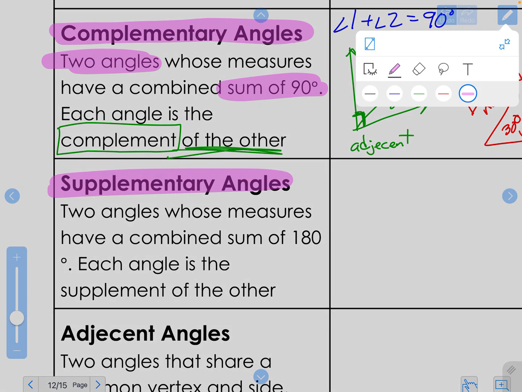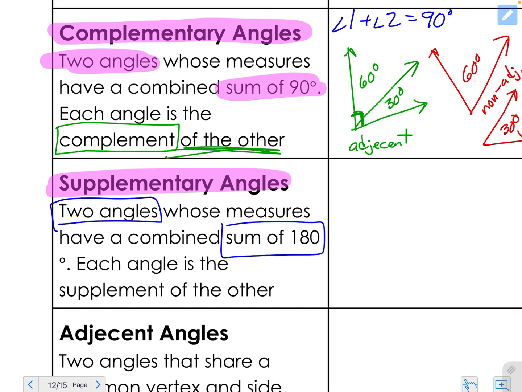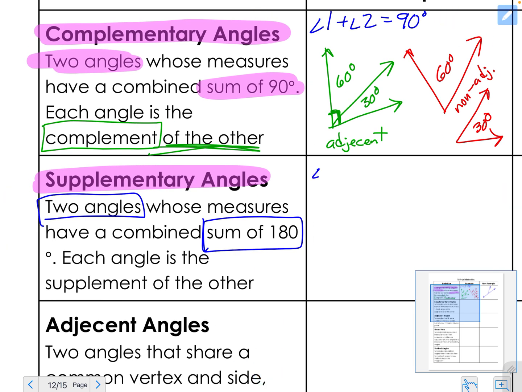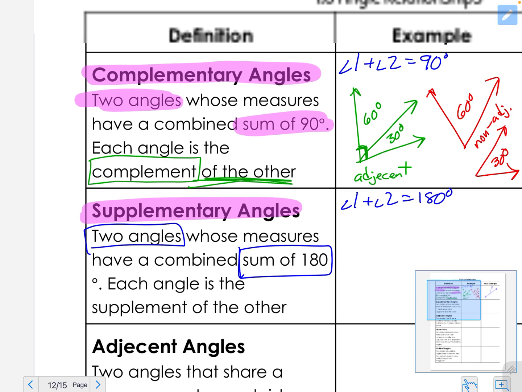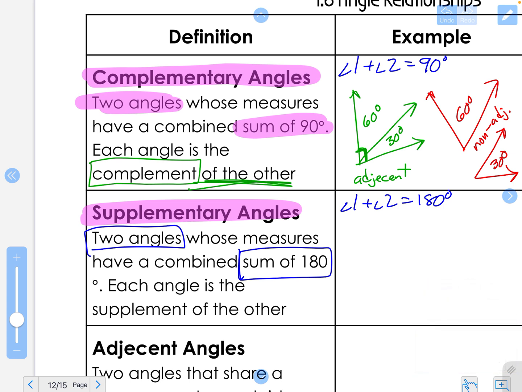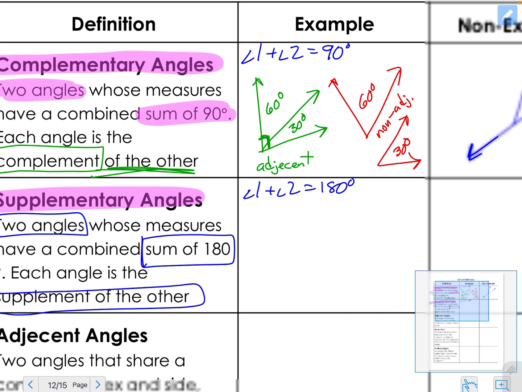Next we're going to talk about supplementary angles. Supplementary angles are two angles whose measures have a combined sum of 180 degrees. So angle 1 plus angle 2 equals 180 degrees. Very quickly, if you're struggling to remember complementary and supplementary, complementary has a C, which we can easily turn into a 9 for 90. Supplementary has an S, which we can easily turn into an 8 for 180 degrees. Again, we talk about them being a supplement of one another.